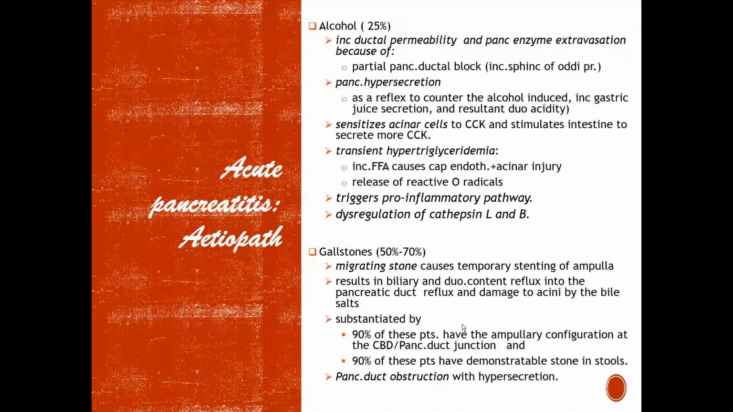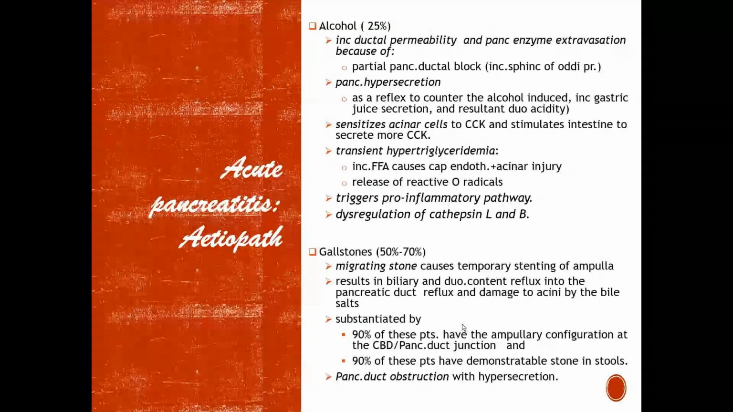Number one, 90% of these patients have the ampullary configuration at the CBD-pancreatic duct junction. What is the ampullary configuration? If you remember the last lecture, 60% will be having a common channel known as the ampulla. So most of these patients who have acute pancreatitis would also be having an ampullary configuration at the junction. And number two, 90% of these patients would have a demonstrable stone in the stool. So that is reason enough to believe that probably this hypothesis is correct. Or else there could also be a permanent block of the pancreatic duct, because the stone of the gallbladder is impacted at that particular point. So that would lead to hypersecretion.